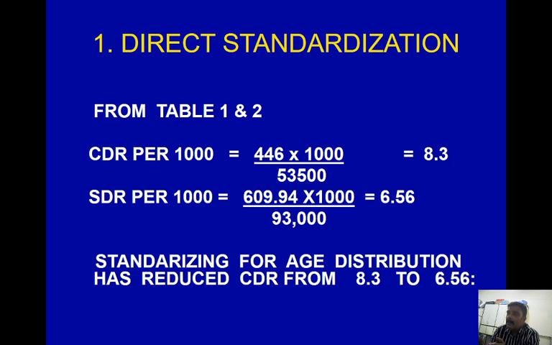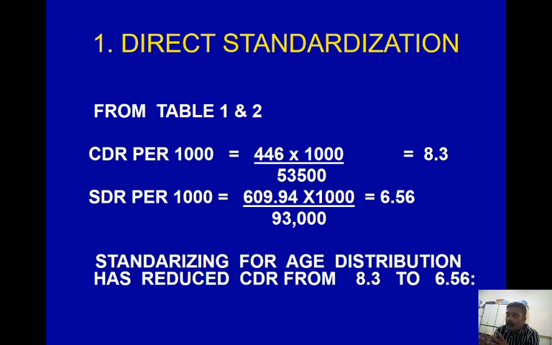Once you get the expected deaths, you divide them by the population, and you can calculate the standardized death rate for that particular population. The crude death rate was 8.3, so 446 out of 53,500. That's what you got. But the standardized death rate per thousand was based on 609 expected deaths, which you got by multiplying the rates of the sample or finite population that you studied, divided by the total population. So standardizing for age distribution has reduced the crude death rate from 8.3 to 7.